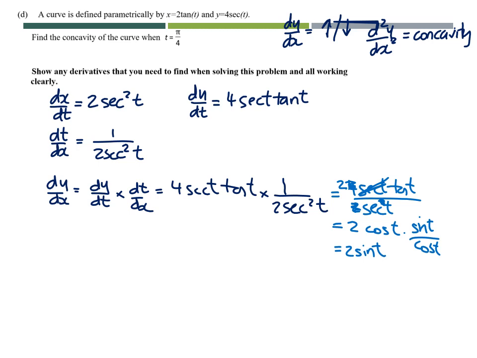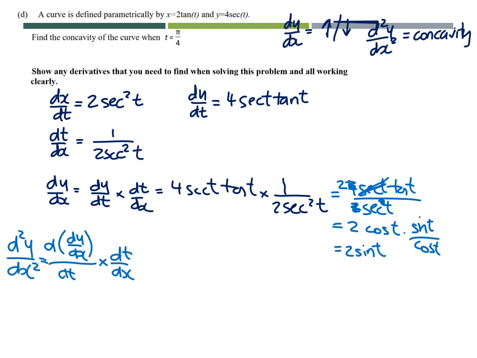So from here, what do I need to do? I go, so I differentiate this equation with respect to t, and I multiply that by dt over dx. Okay. Is that from your formula sheet?